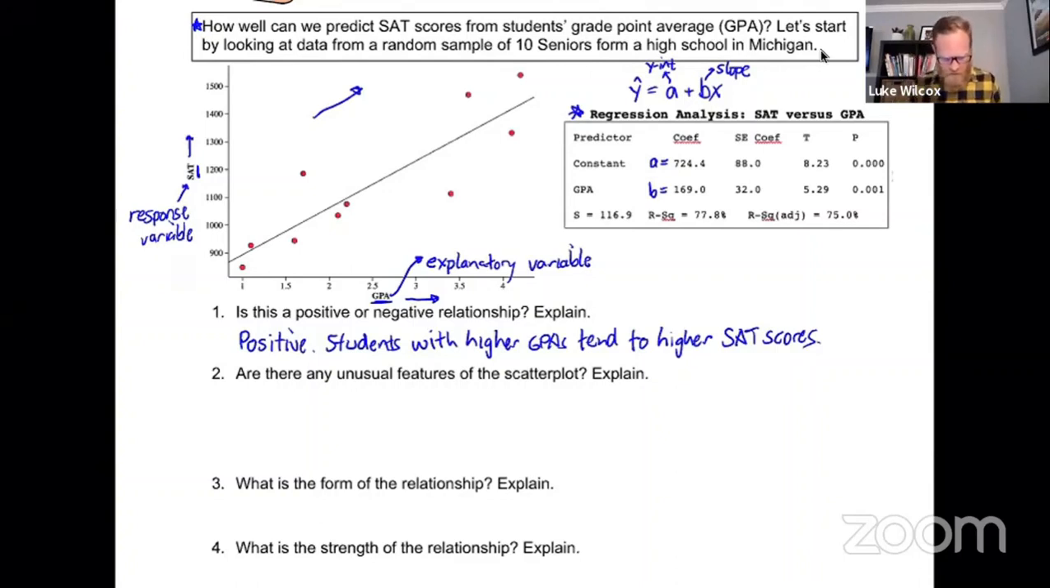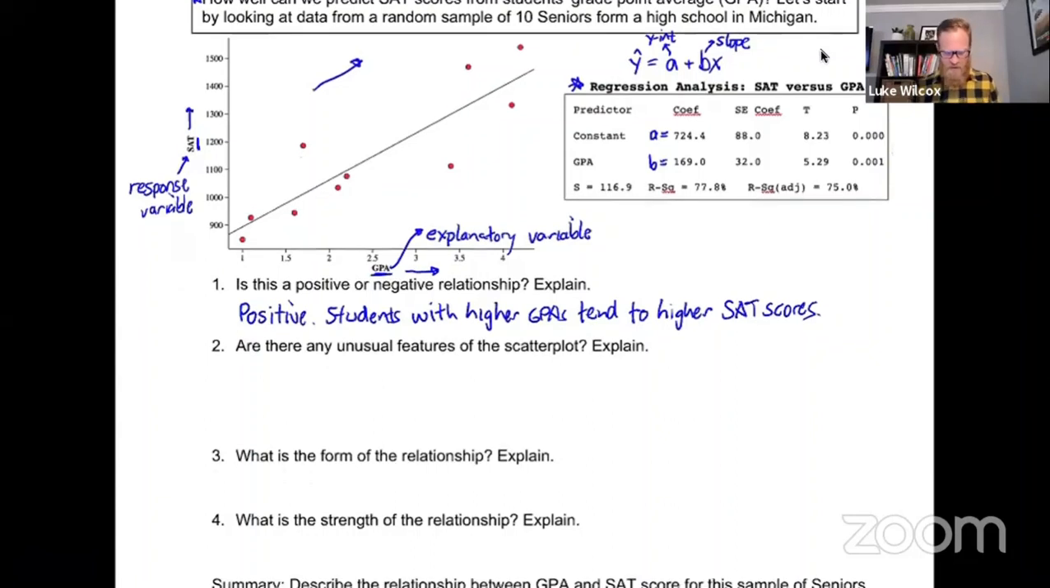It says, are there any unusual features of the scatter plot? So now we're just looking at the dots in the scatter plot and trying to see if any of them look like they're out of place. Of the values that I see there, I am a little bit worried about this value right here. That would be the student that had a GPA of about maybe 3.4. That seems to be pretty far away from that line of best fit. And so I'm going to go ahead and call that an outlier.